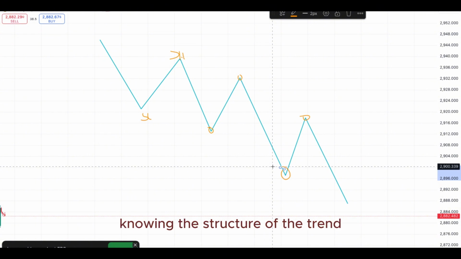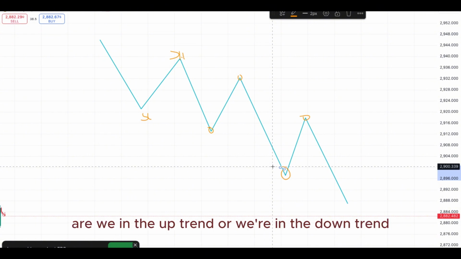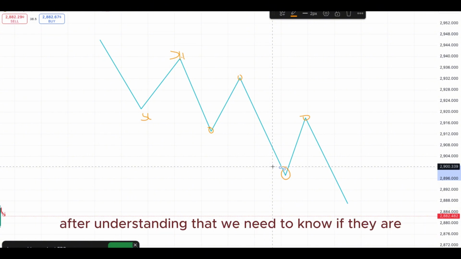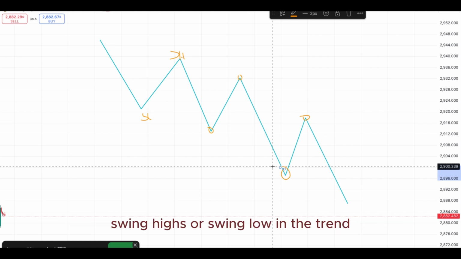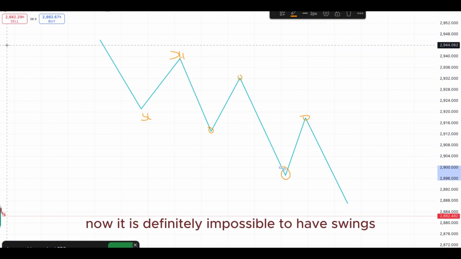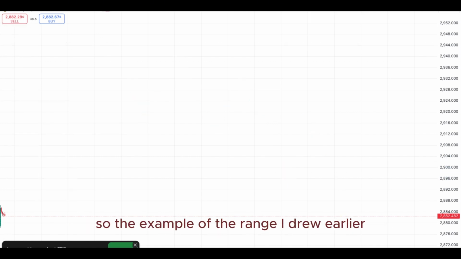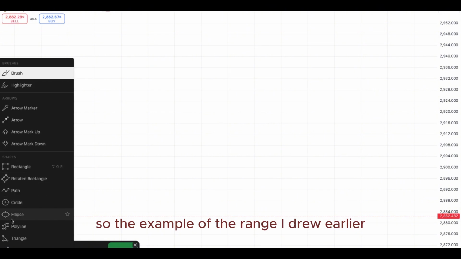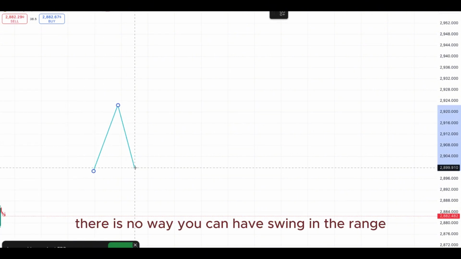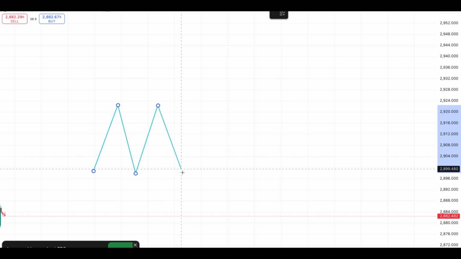Now, knowing the structure of the trend, are we in the uptrend or in the downtrend? After understanding that, we need to know if there are swing highs or swing lows in the trend, or just a ranging or sideways trend. Now, it is definitely impossible to have swings in the range. So you can't have swings in the range. The example of the range I drew earlier, there's no way you can have swings in it.